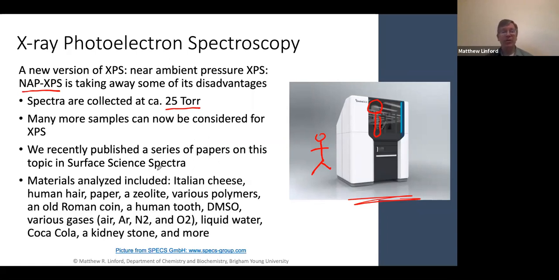And here are some of the materials that we analyzed. And again, most of these would be challenging, if not impossible, to analyze by conventional XPS. An Italian cheese, human hair, paper, a zeolite, various polymers, an old Roman coin, a human tooth, DMSO, like the solvent, the liquid, various gases. So you can just bleed different gases into the analytical chamber. And we got the spectra of air and argon and nitrogen and oxygen, liquid water. Yes, we did Coca-Cola as well, a kidney stone and more. So anyway, I'll refer you to Surface Science Spectra if you want to look up those papers.